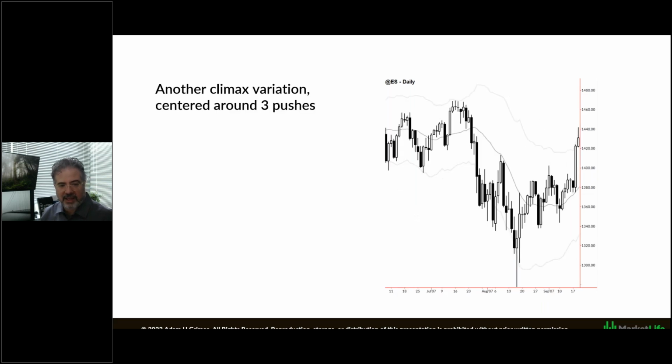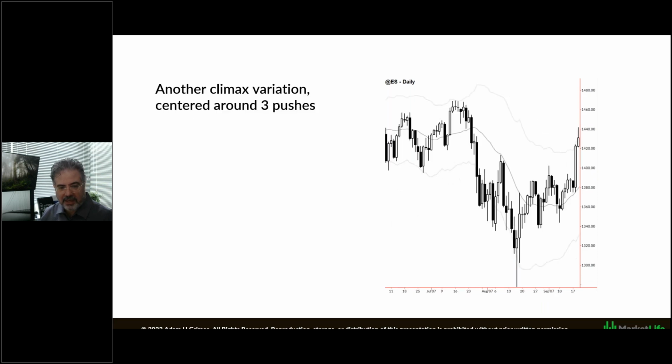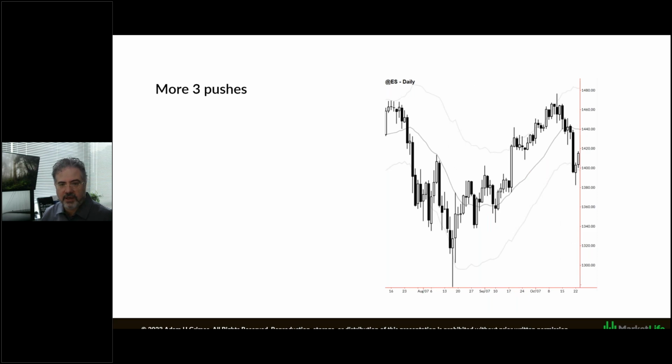Here is another climax formation. Now, you might look at this and say, so just to orient yourself, here we are here. This is the same thing we were just looking at, but this is also potentially climactic. More 3 pushes here. And again, you can see this lots of different ways. You could zoom in here and see this is 3 pushes. You could see 1, 2, 3, and other counts are possible.